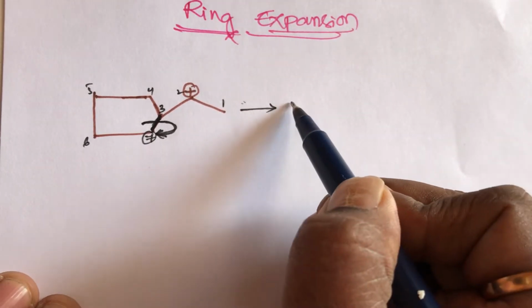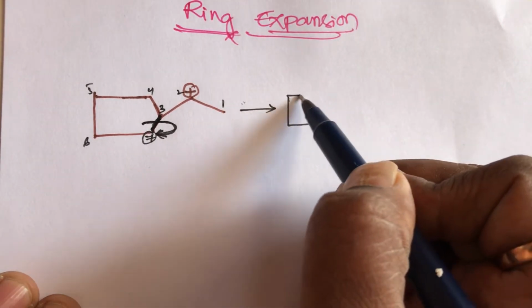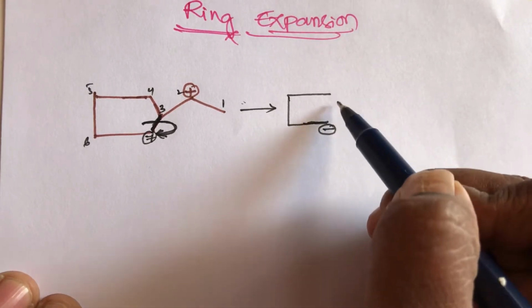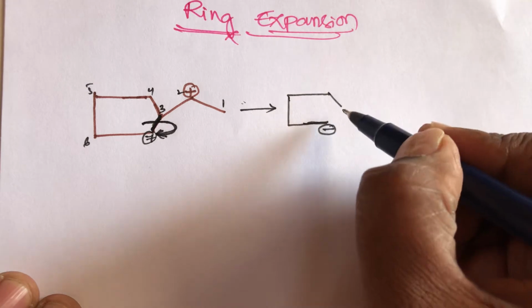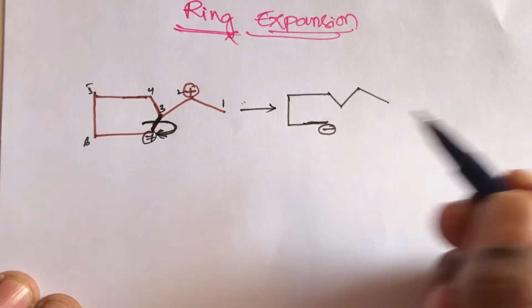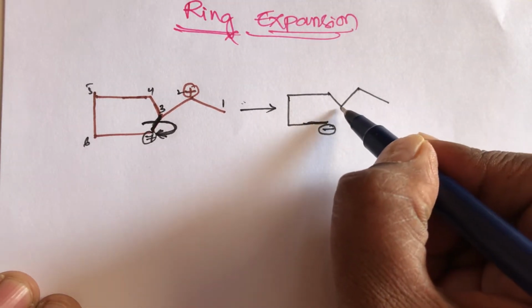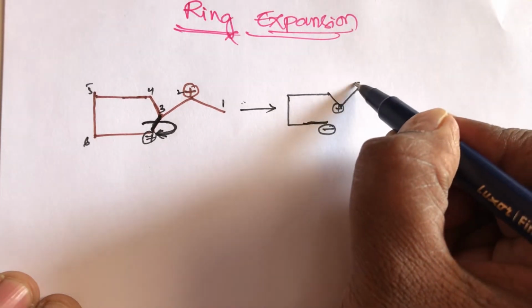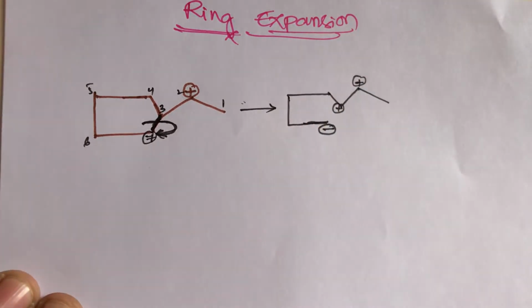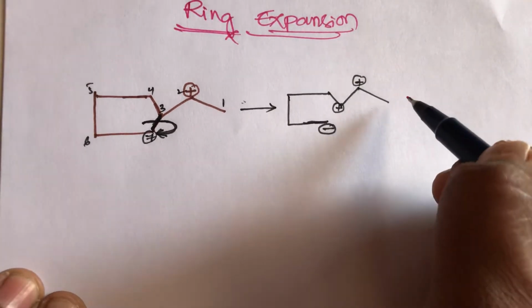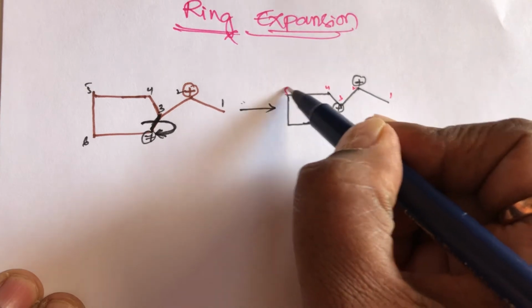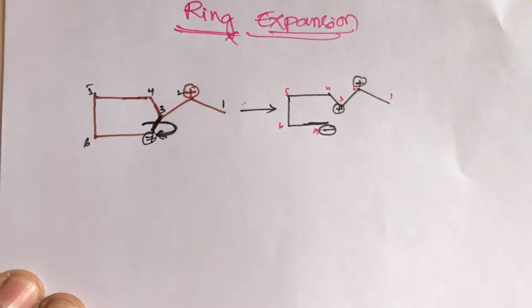Now here what happened? This seventh carbon gets a negative charge. This third carbon gets a positive charge. This is the old positive charge that is already there. Already we gave numbering, so 1, 2, 3, 4, 5, 6, 7.